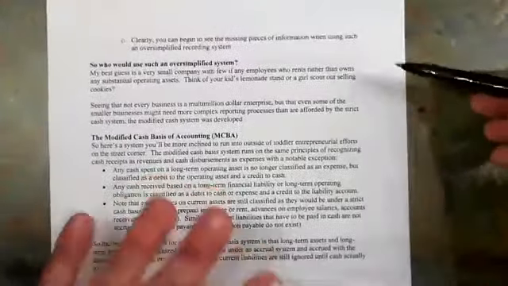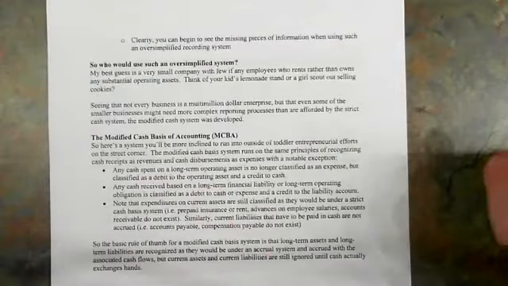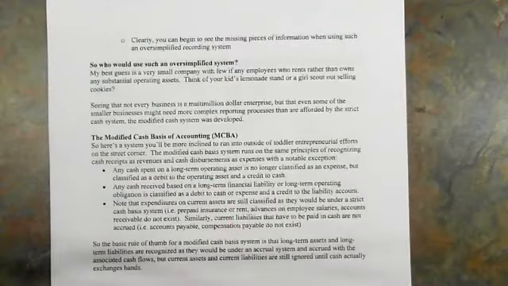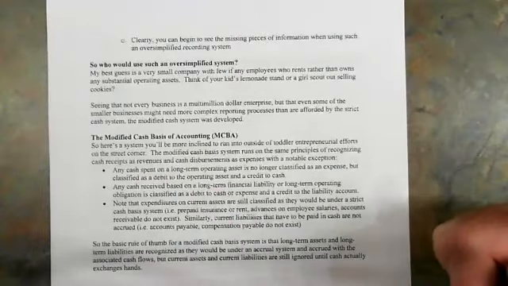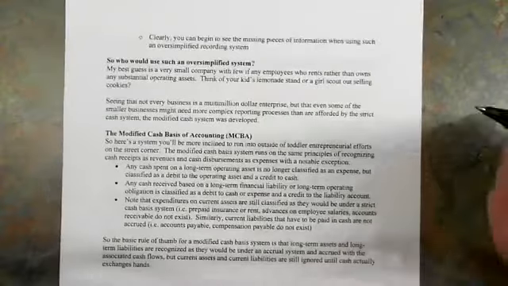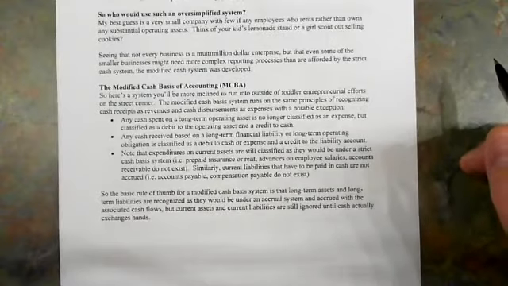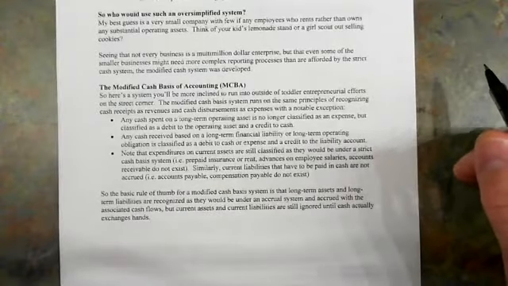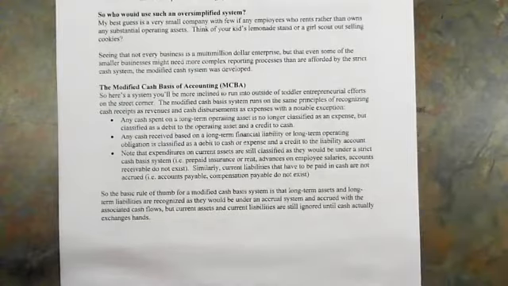So clearly, you can see that there's some missing pieces of information. Who would use this oversimplified system? A very small company with few, if any, employees who rents rather than owns any substantial operating assets, right? Think of your kid's lemonade stand, Girl Scouts selling their cookies. Something very small. You don't want to use this if you have any substantial business. And seeing that not every business endeavor is a multi-million-dollar exercise, smaller businesses will probably require some system that can record things a little bit more sophisticated.